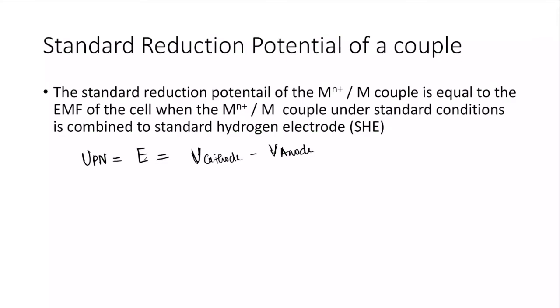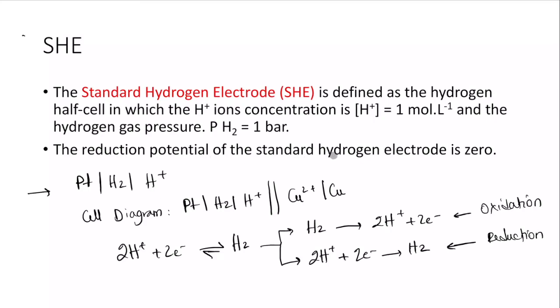And then if I want to calculate, let's say, the metal, if the metal was the cathode and the hydrogen half cell, the SHE, to be more precise, the standard hydrogen electrode, is the anode, I can say that E is V for the cathode, or for the metal, minus 0, because we talked about that. The standard hydrogen electrode is 0 in the previous slide. Here, the reduction potential of the standard hydrogen electrode is 0.